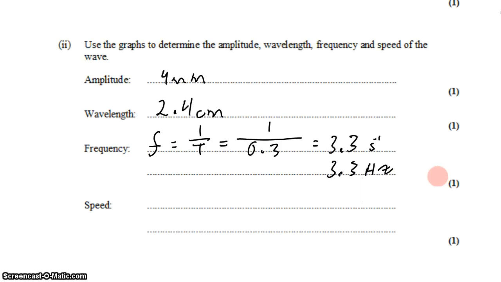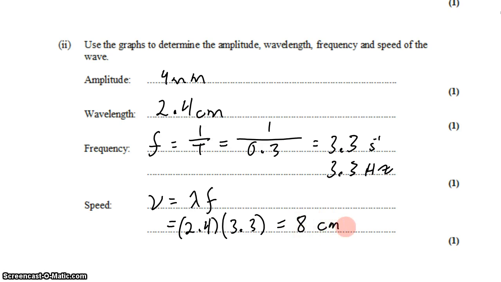Either answer is perfectly fine. Finally, we want the speed. We don't need the graph anymore. I think we have everything we need, because wave speed is wavelength times frequency. And we just took measurements of those two things. That's 2.4 centimeters times 3.3 per second. And that gives us a total of 8 centimeters per second. You could also say 8 times 10 to the negative 2 meters per second. Again, either answer is appropriate.